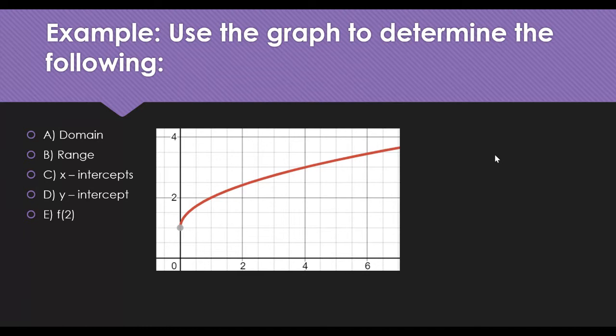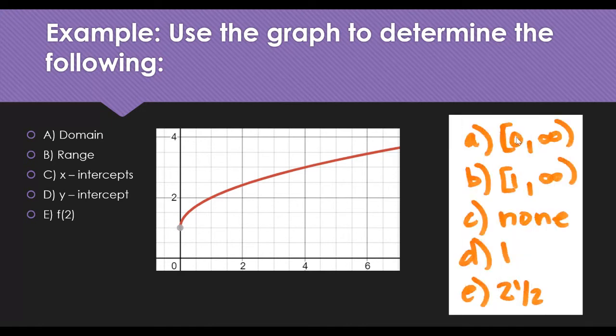All right, next example. Same idea. Here's our graph, and we want to find domain, range, x-intercepts, y-intercept, and again, f of 2. So domain, how far to the left does my graph go? Well, it stops right here at where x is 0. So I'd give it 0 with a bracket. And then it goes on forever to infinity.